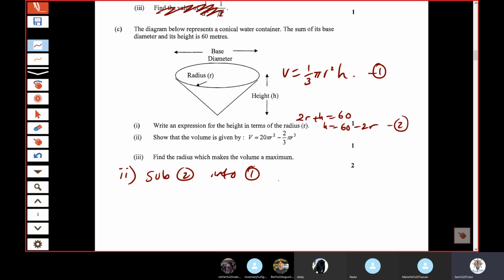Part 3, what do we do? How do we do part 3? Make it equal to? And then what do you have to do? Wrong.